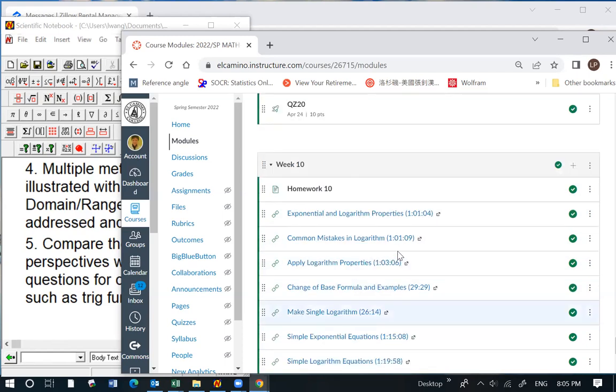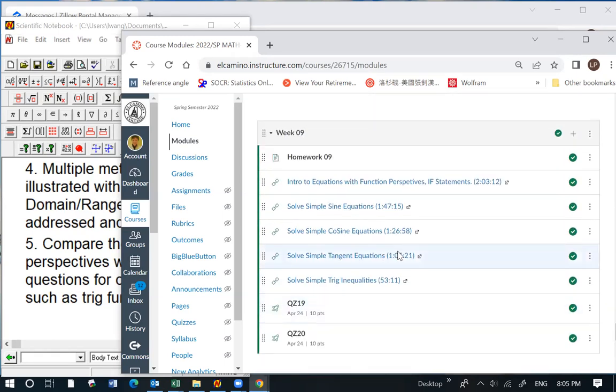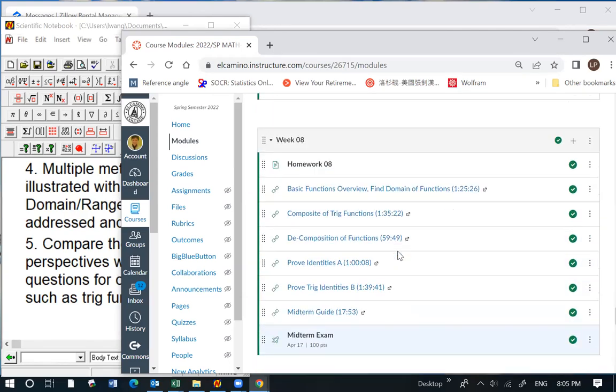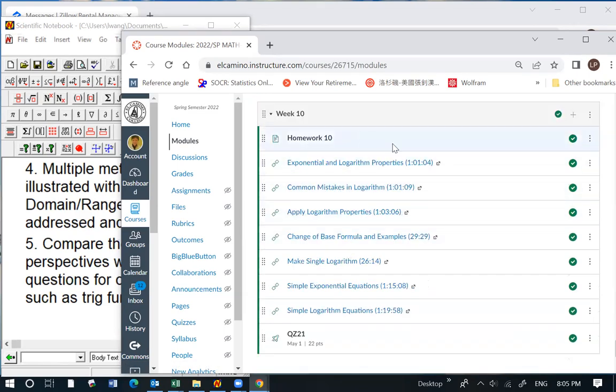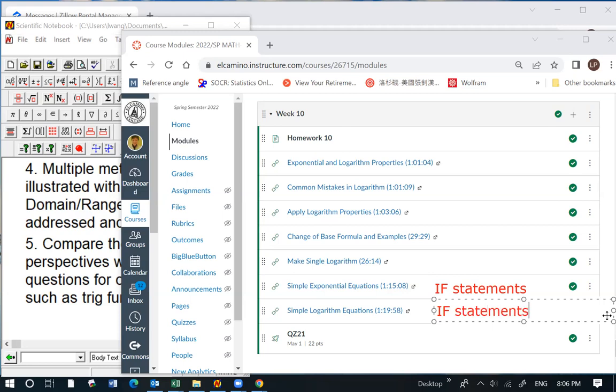And also, if you look back, I would like to give you that perspective. If you look back, we put solving equations along with the if statement. So in this part, we have the if statement in here. These are the if statement coverage.